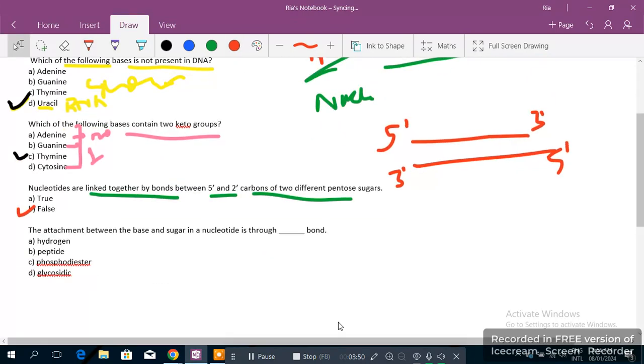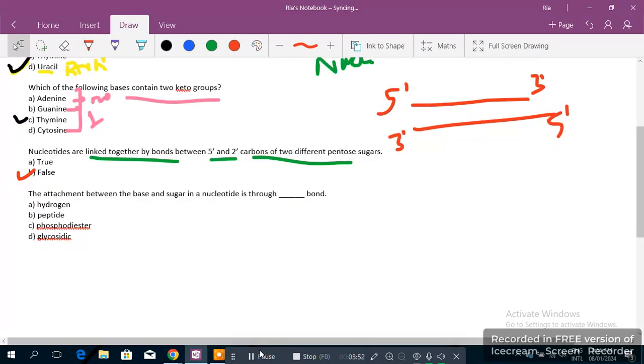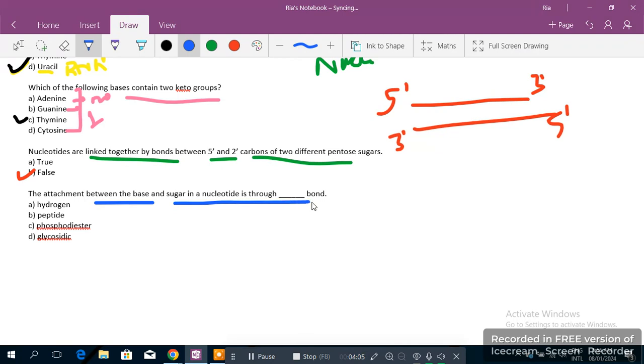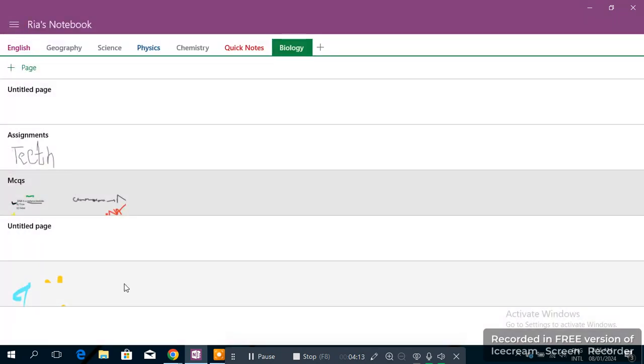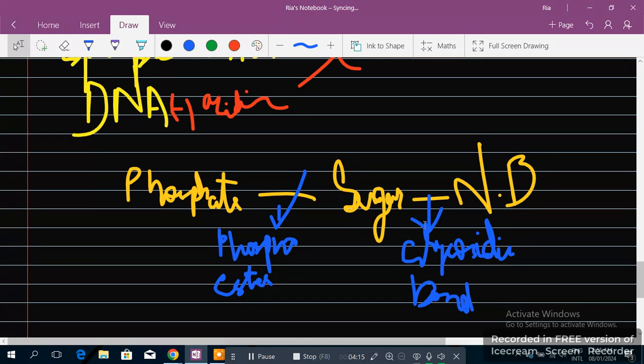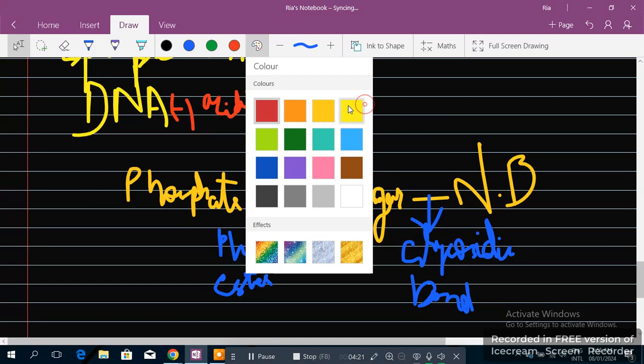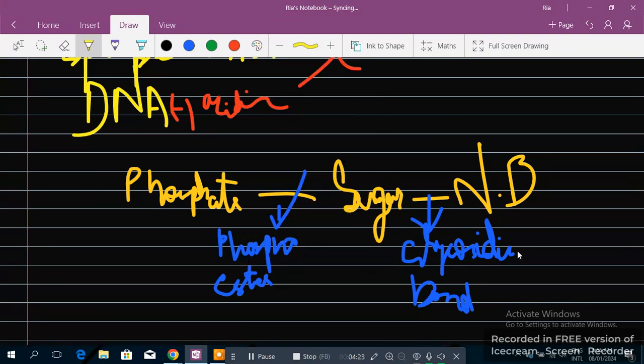Okay, then here we have another: the attachment between the base and sugar in a nucleotide is through a dash bond. This is a very important MCQ, I know, and I'm sure you know this because in the last video I just discussed it. Let me go through that. Here is phosphate and sugar. The bond between them is the phosphoester bond, but when it comes to sugar plus nitrogenous bases, the bond between them is this one, the glycosidic bond.